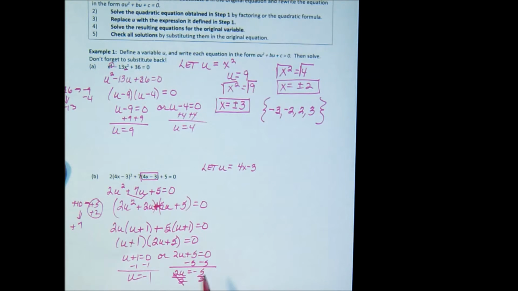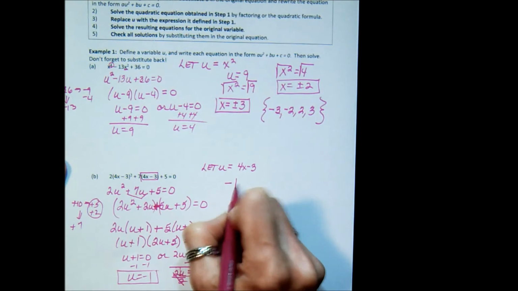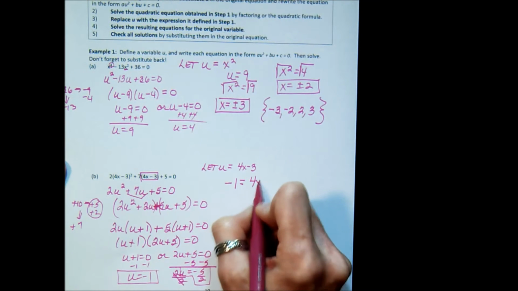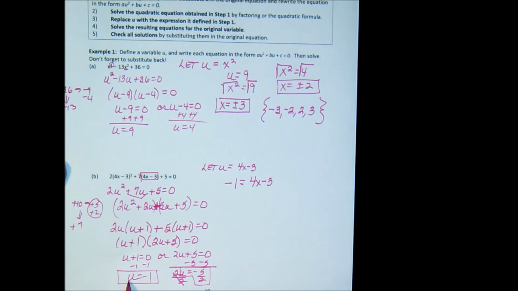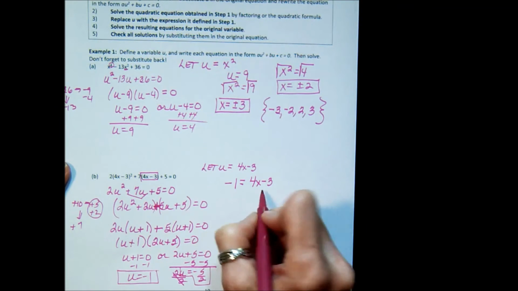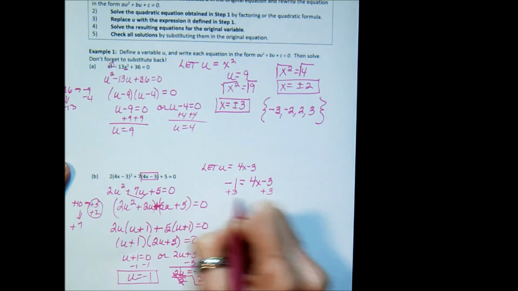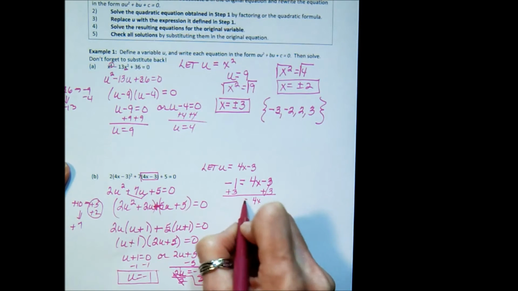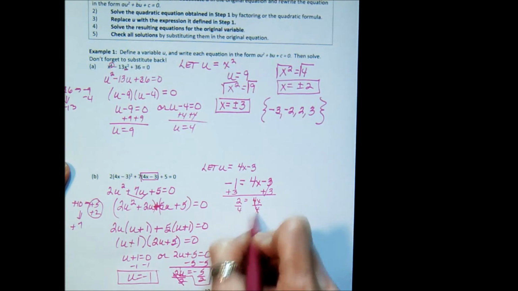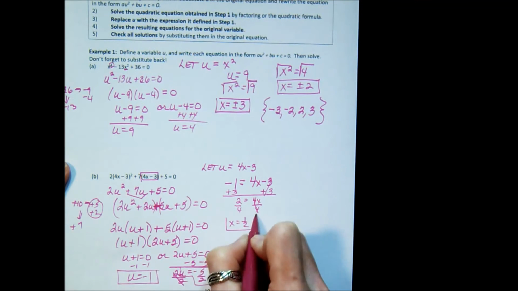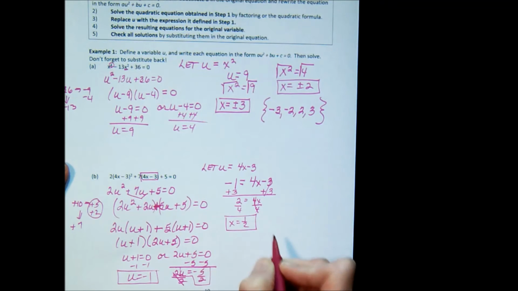Now remember, we weren't looking for u, we just had to find the u's first, here it is right here, before we could find the x's. But these u's are just stand-ins for 4x minus 3. So that means negative 1 was a stand-in. So I'm going to write 4x minus 3. So I took the u away because it's a stand-in and put the 4x minus 3 in its place. Now I'm going to solve this equation. I get 4x equals 2. Divide by 4, and I get x equals 1/2. Now there's an answer that isn't x equals. So let's do it again.